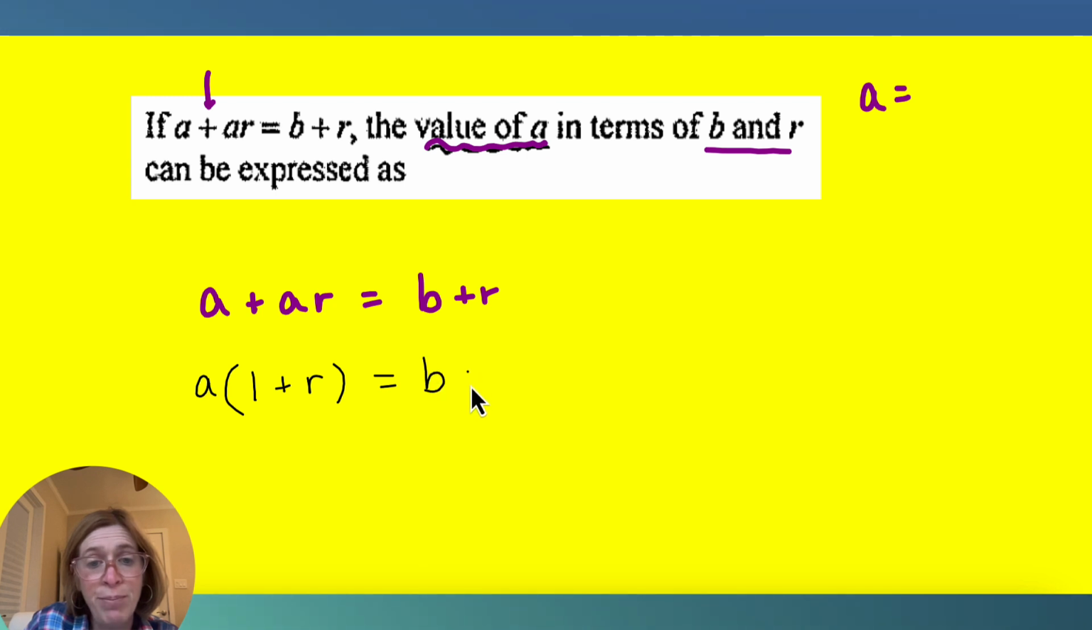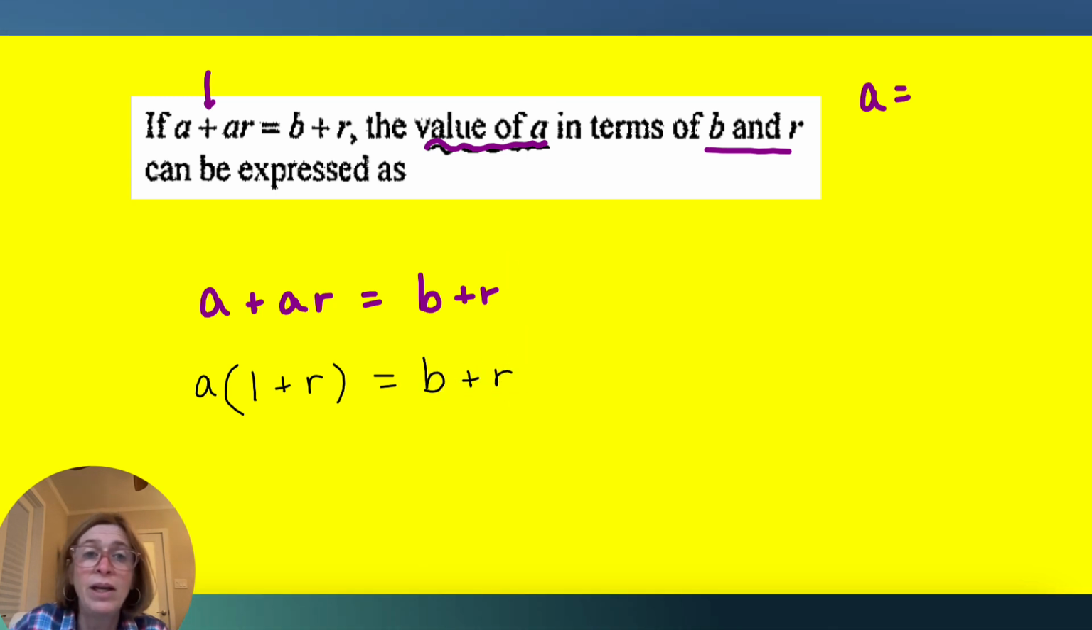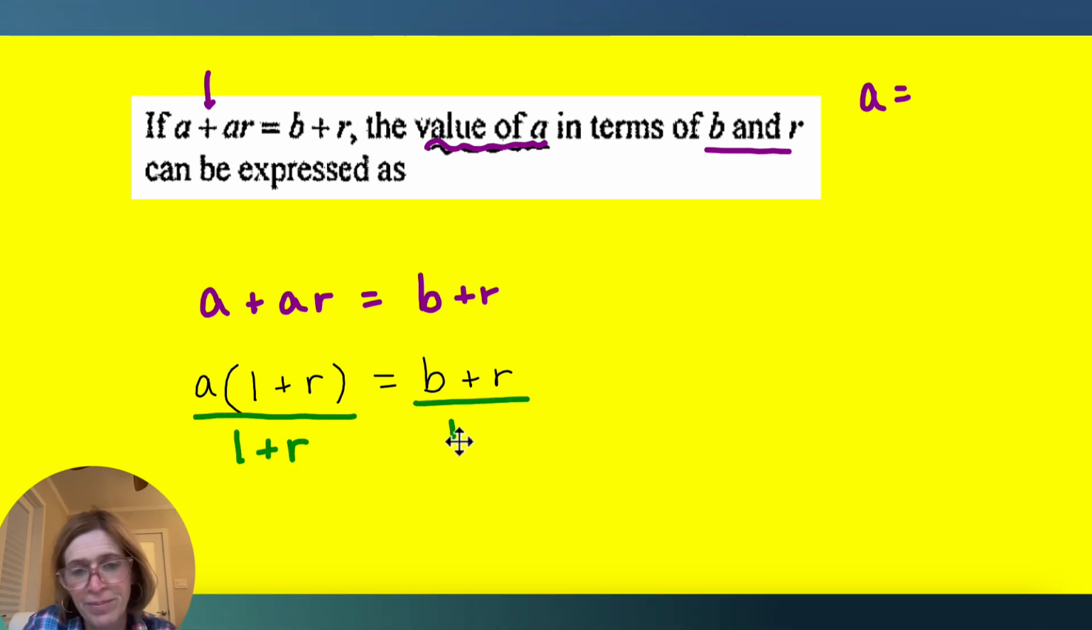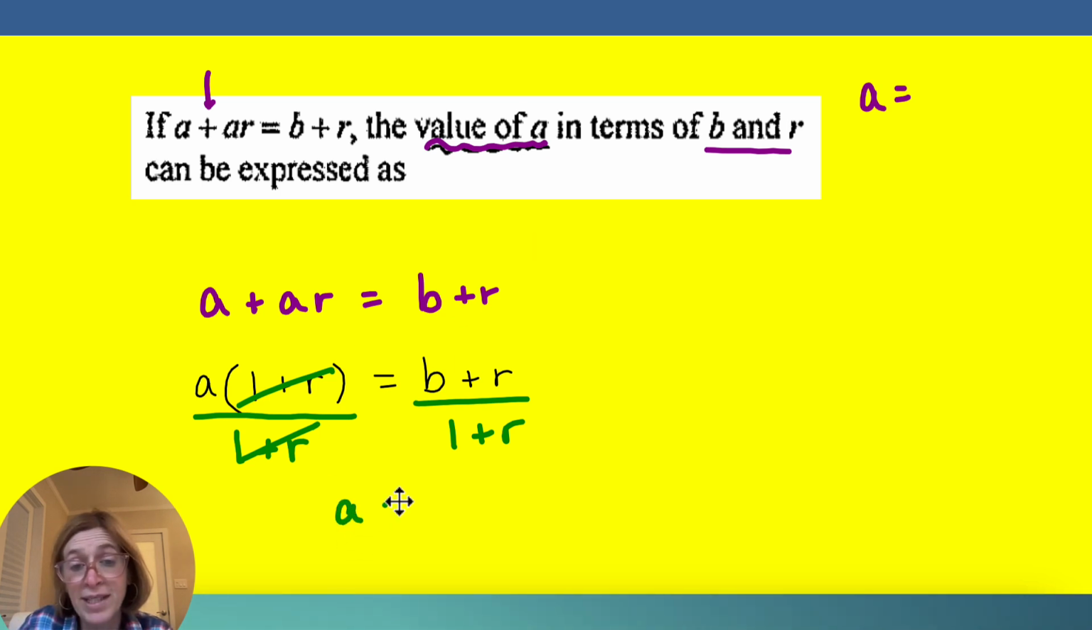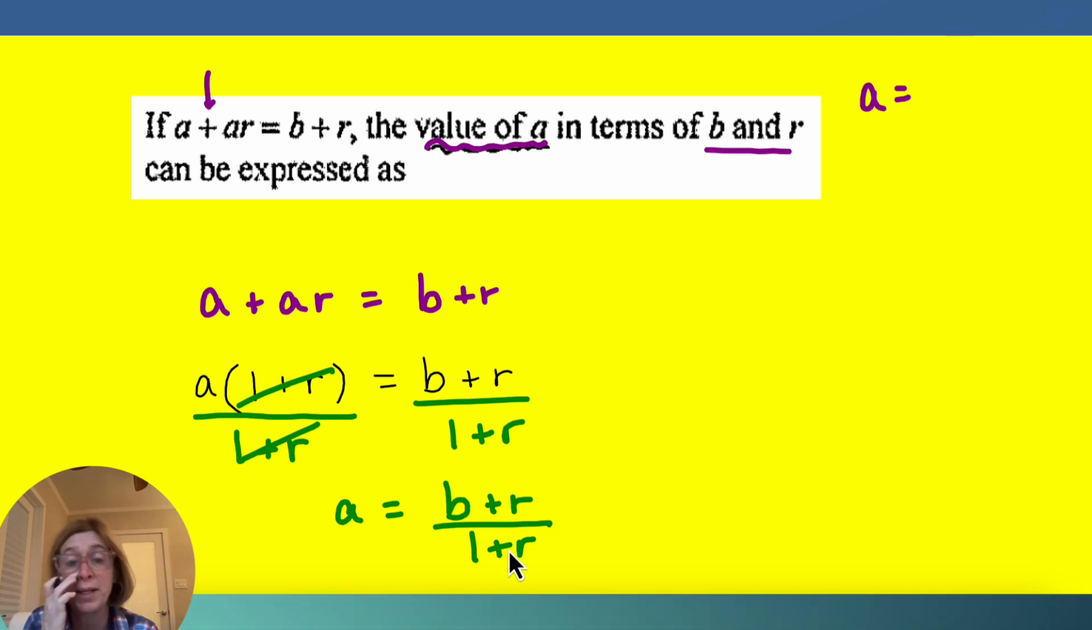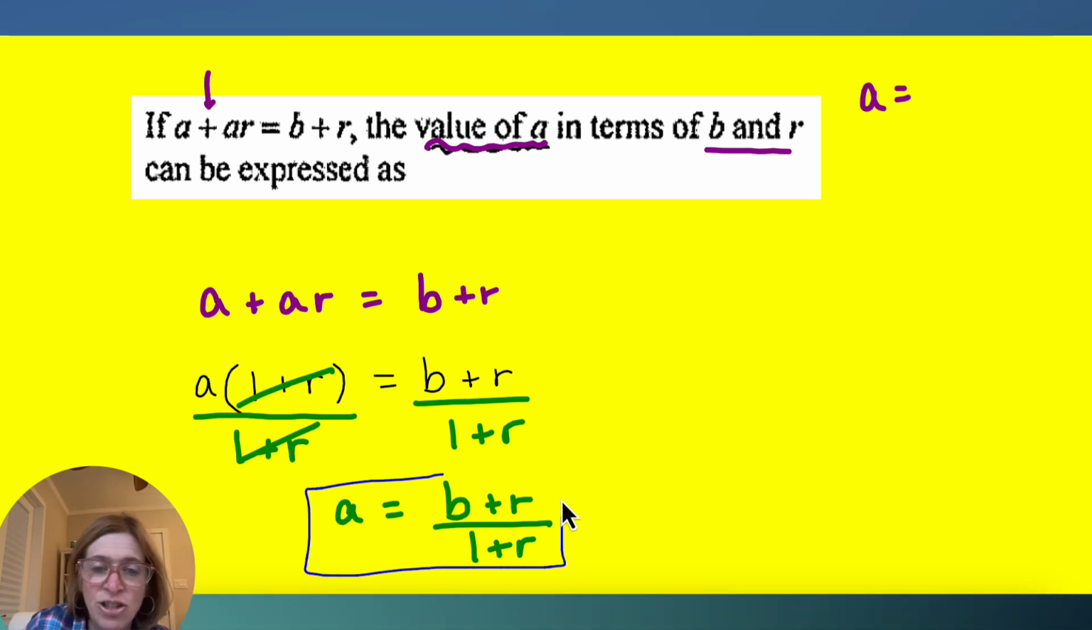equals B plus R. All right, I'm solving for A, so I'm going to divide both sides by 1 plus r. Now, because the right side has a plus in it, I want you to be really careful. You cannot simplify these r's because the expressions in the top and the bottom both have an addition or subtraction symbol. So that's A in terms of B plus R. All right, that was hard, wasn't it?